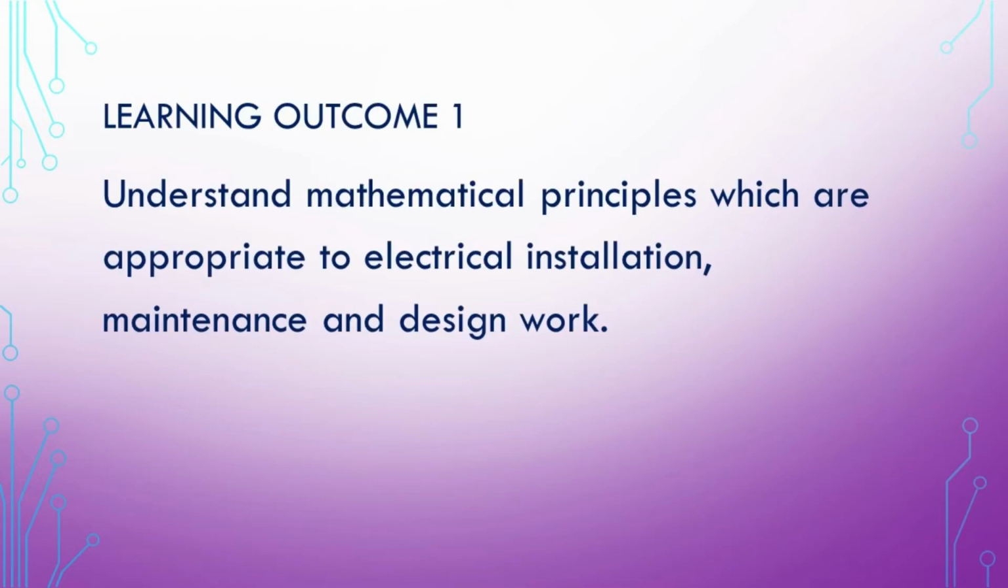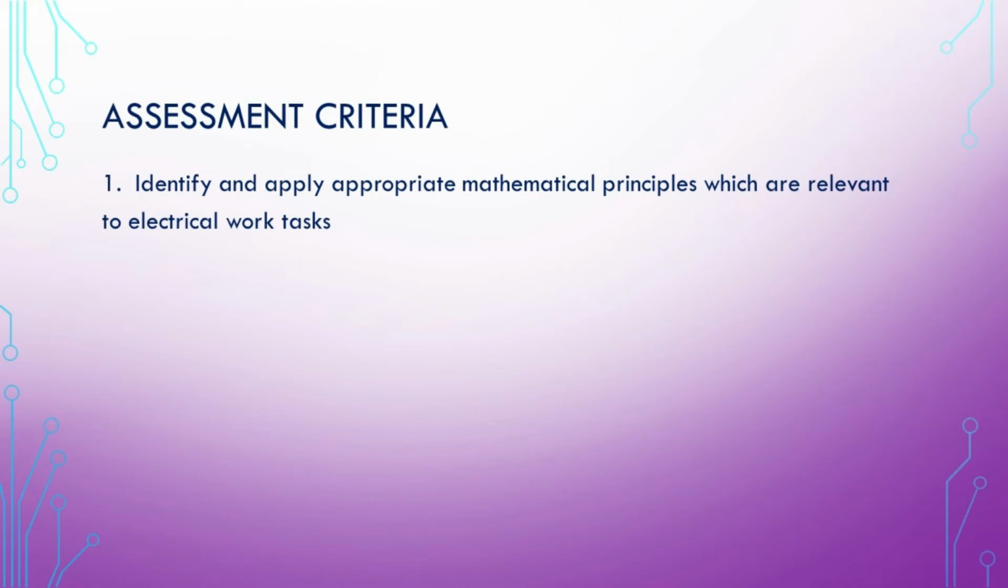The unit contains 6 learning outcomes. Let's firstly look at learning outcome number 1. Learning outcome number 1 is all about understanding mathematical principles which are appropriate to electrical installations, to maintenance and design work. For learning outcome number 1, the assessment criteria is simply to identify and apply appropriate mathematical principles which are relevant to electrical work tasks, to essentially have an understanding of what mathematical principles you need to complete electrical work tasks.